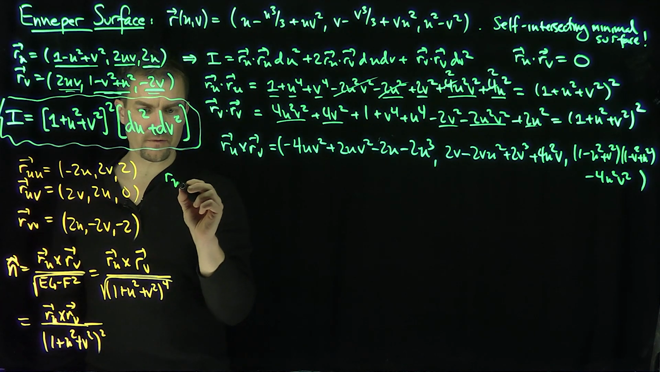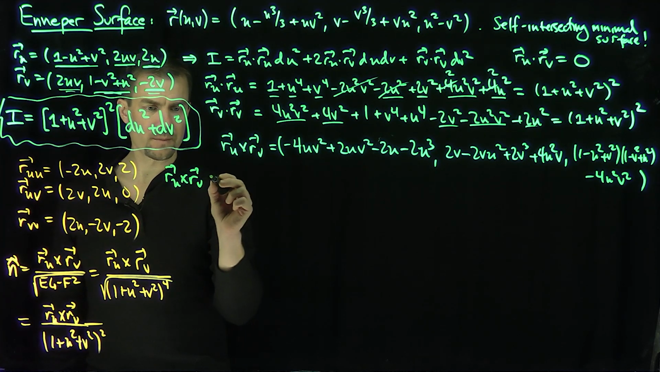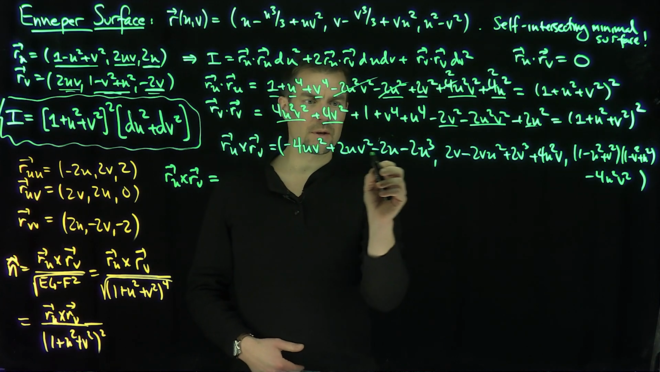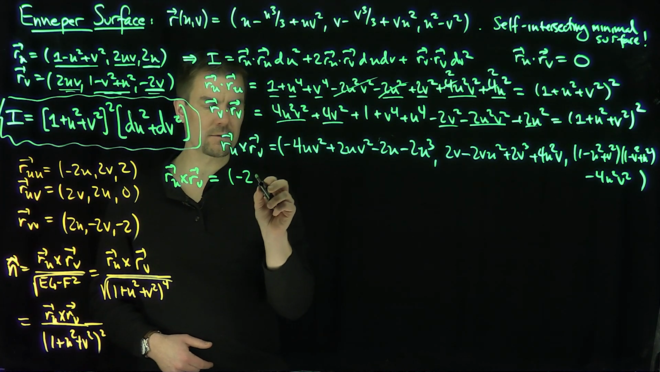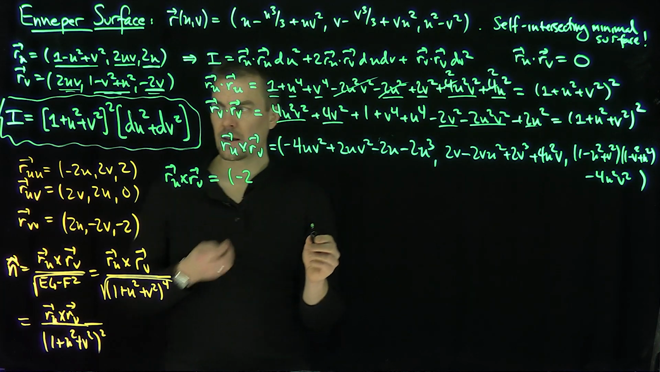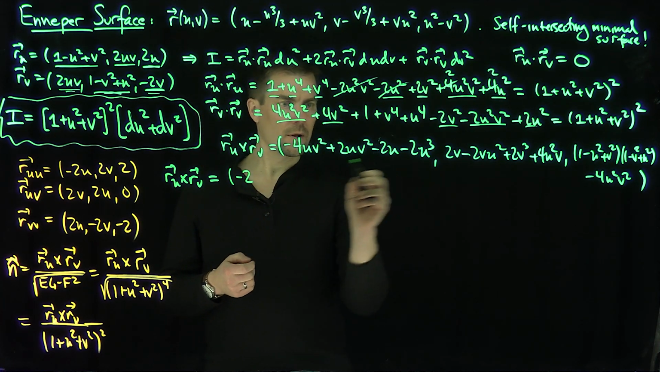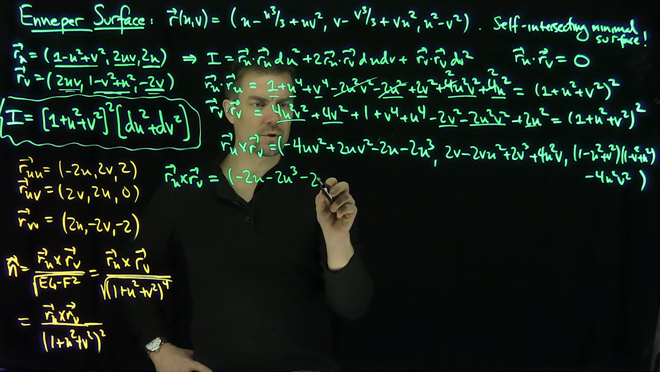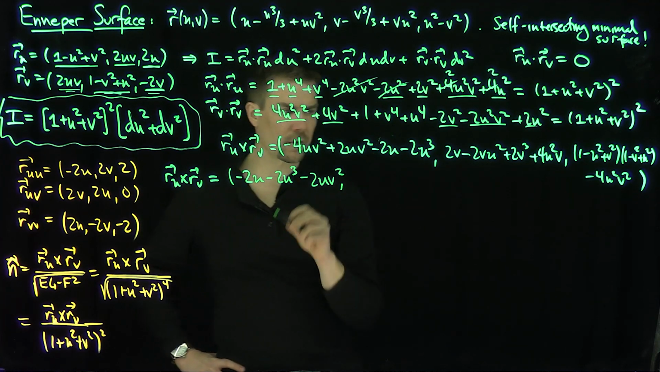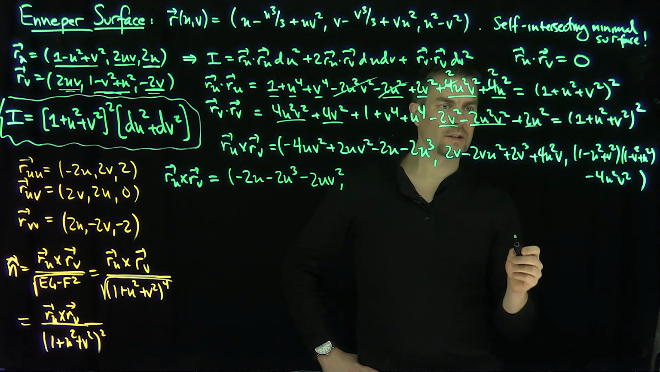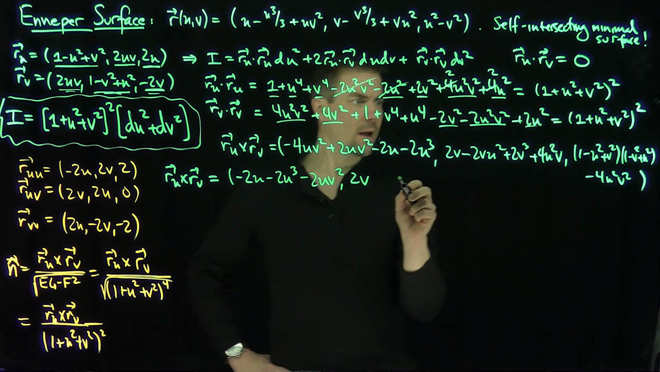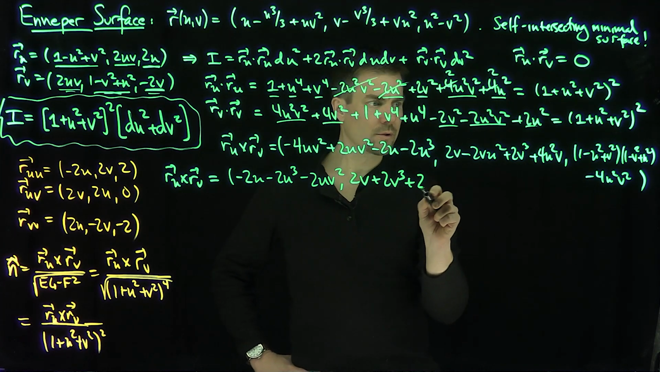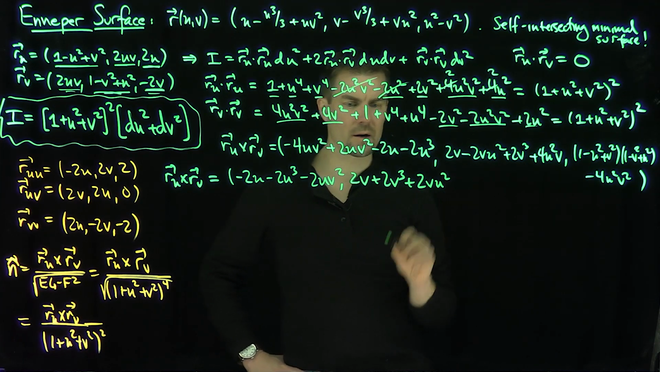So it's RU cross RV simplified. RU cross RV simplified is going to be what? Let's see over here. We're going to have a factor of, all these things are going to be negative. We're going to have a negative 2u, negative 2u cubed, and then a negative 2uv squared. Great. Then this thing over here is going to be a positive 2v, a positive 2v cubed, and then a positive 2vu squared, which is what we want to see.